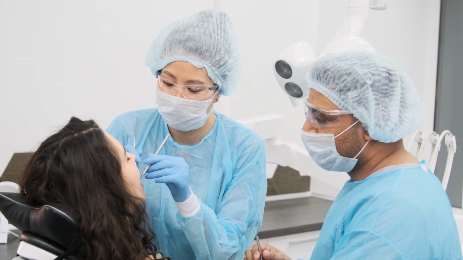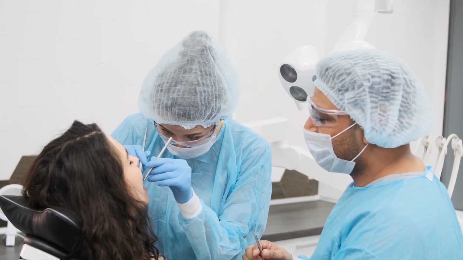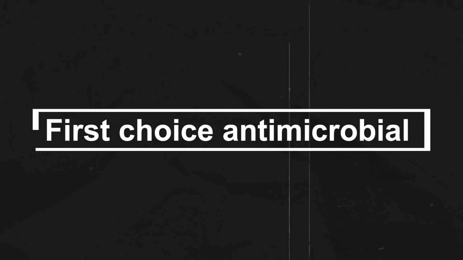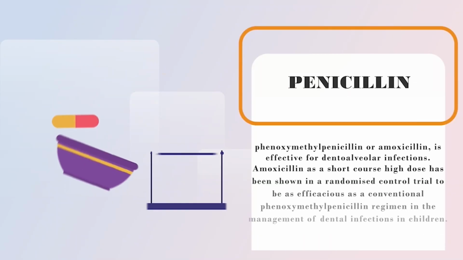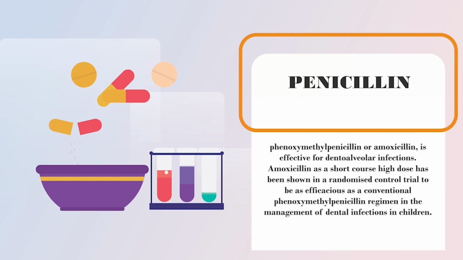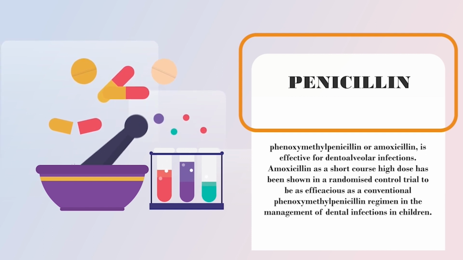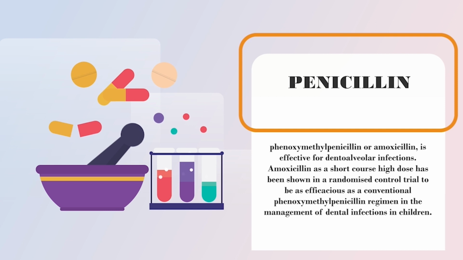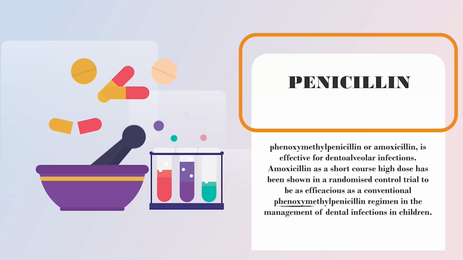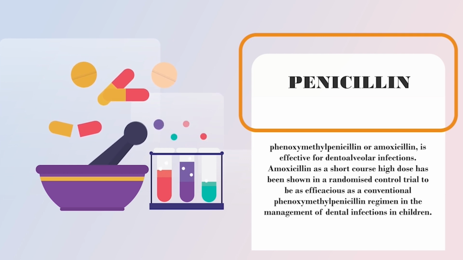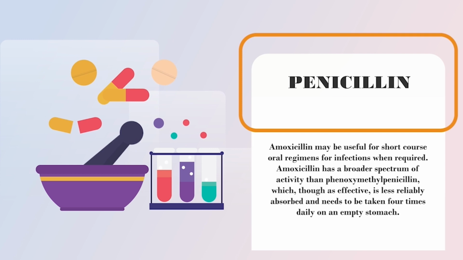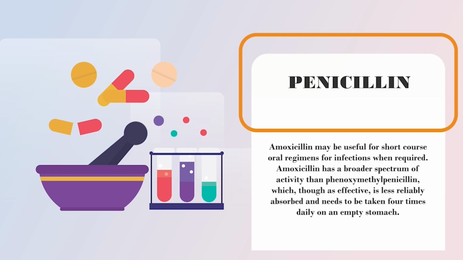So now we're going to be looking at the most common types of antibiotics used in dental care. The first choice of antimicrobial is a penicillin, such as phenoxymethylpenicillin, penicillin V, or amoxicillin. These are effective for dentoalveolar infections. Amoxicillin, as a short course, high dose, has been shown in a randomized controlled trial to be as efficacious as a conventional phenoxymethylpenicillin regimen in the management of dental infections in children. Amoxicillin may be useful for short course regimens for infections when required.